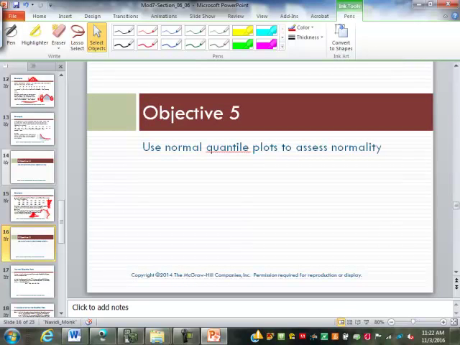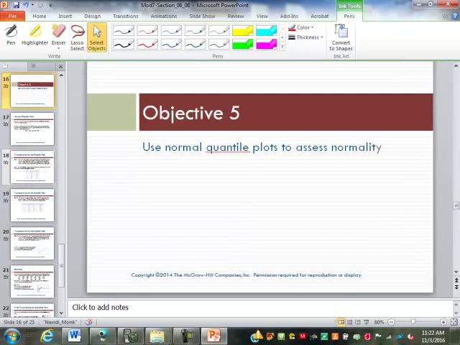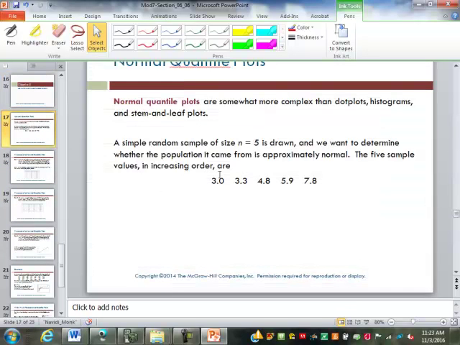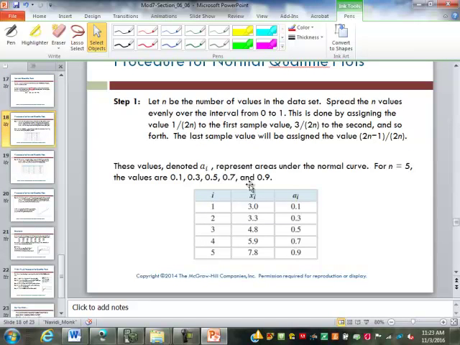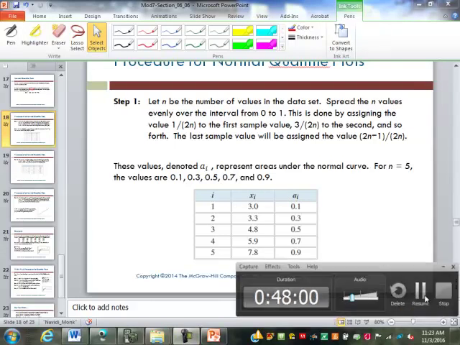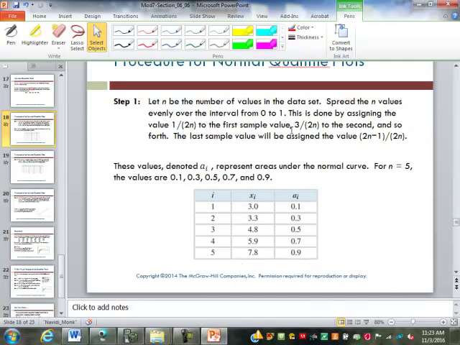The normal quantile plot requires a little bit more work. Our first step for the normal quantile plot is to put them in order from smallest to largest. Now we're going to look at how many there are. N equals 5 here. So we're going to use that to assign them, not z-scores, we're going to assign them values from 0 to 1. And we're going to evenly space them from 0 to 1. So here, n equals 5.